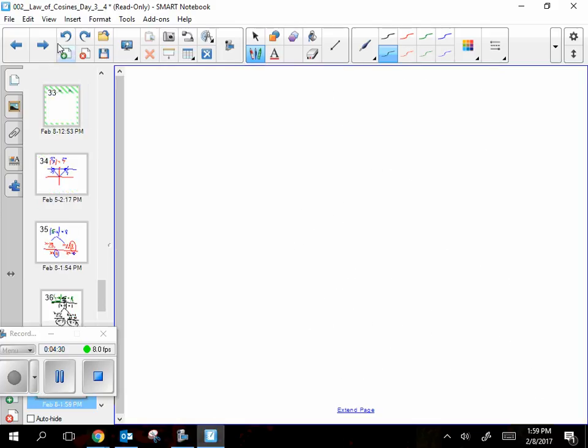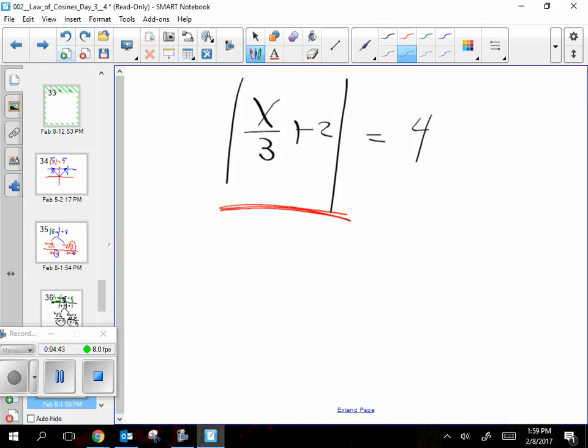Okay, then, here's the last kind. X over 3 plus 2 in the parentheses equals 4. Now, do you get that this clump here is alone? There's nothing on the outside here or here that we need to get rid of. It's alone. So it's ready to be split into its two equations.